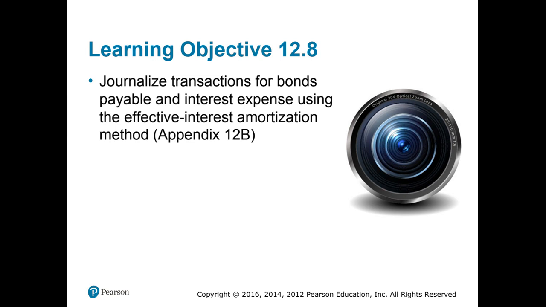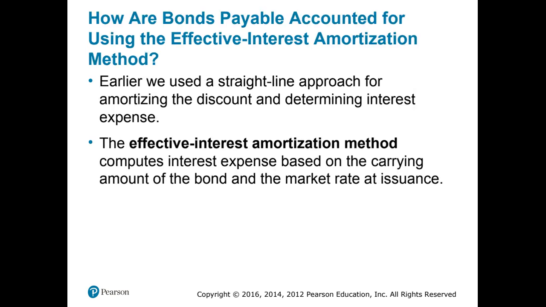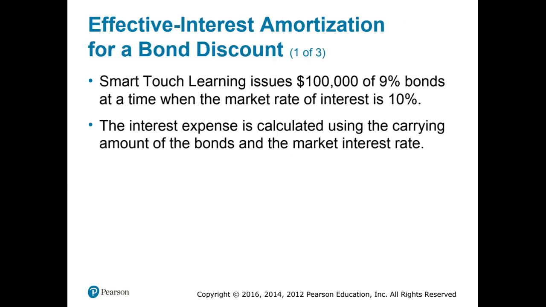So journalized transactions for bonds payable. Earlier we used a straight line approach for amortizing the discount and determining interest expense. The effective interest amortization method computes interest expense based on the carrying amount of the bond and the market rate at issuance. So Smart Touch Learning issues 100,000 9% bonds at a time when the market rate of interest is 10%. The interest expense is calculated using the carrying amount of the bonds and the market interest rate.